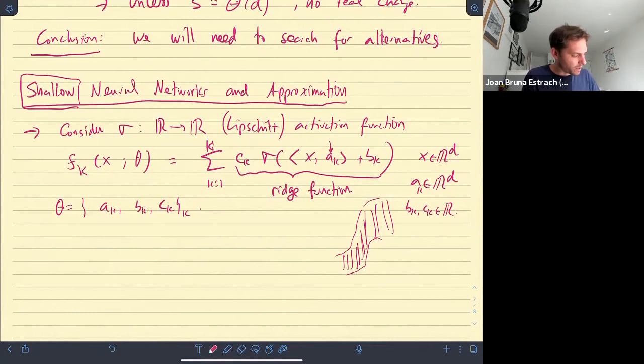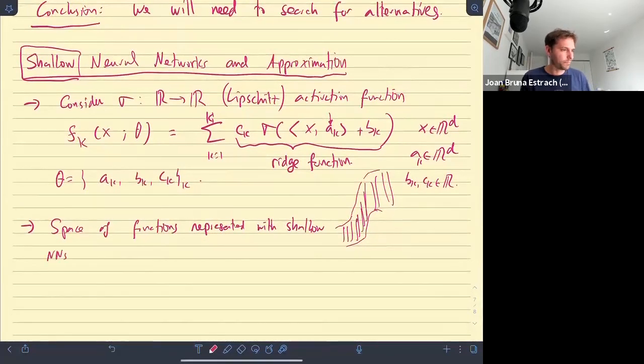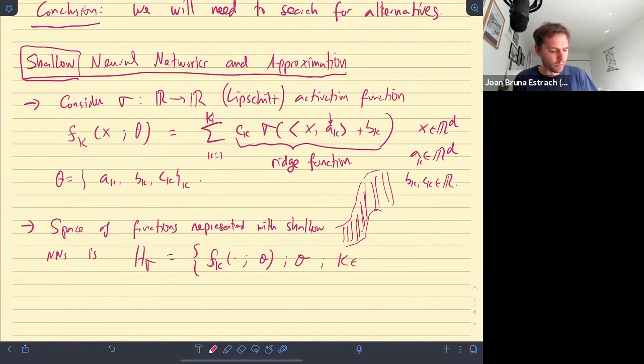Now we can collect all of these functions and pack them into a whole space: the space of functions represented with shallow neural networks. It is the set of all the possible functions that I can write, by all the possible choices of parameters and all the possible widths. So I'm just looking at the linear span in the function space of ridge functions.